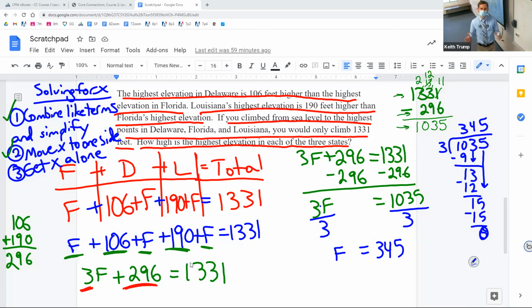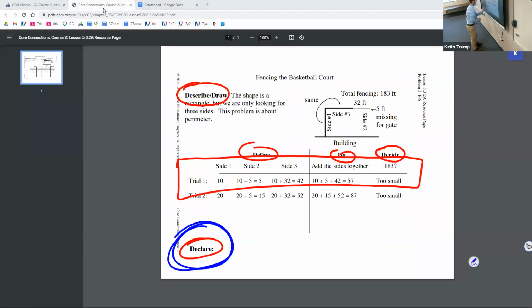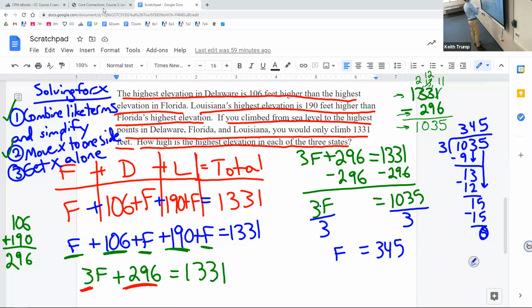Now you might be thinking, oh, awesome, that's our answer and we're all done. But actually we're not. And that's why I really like the 5D process, because it encourages us to declare our answer. We are not finished with this. We have 3 answers in this problem. We just found out that Florida is 345. And what is the unit in this? Feet.